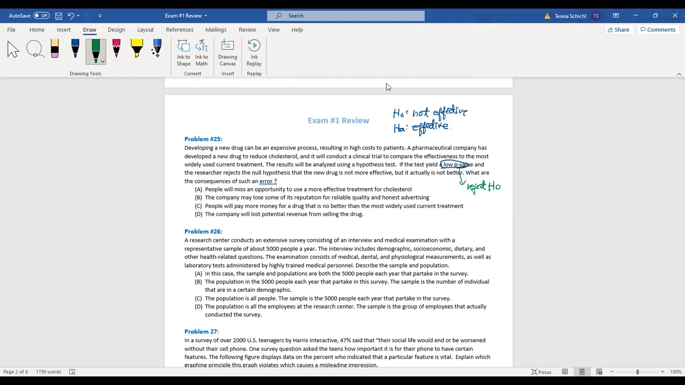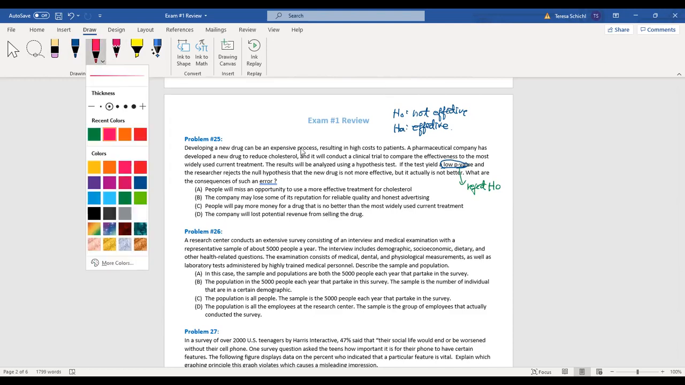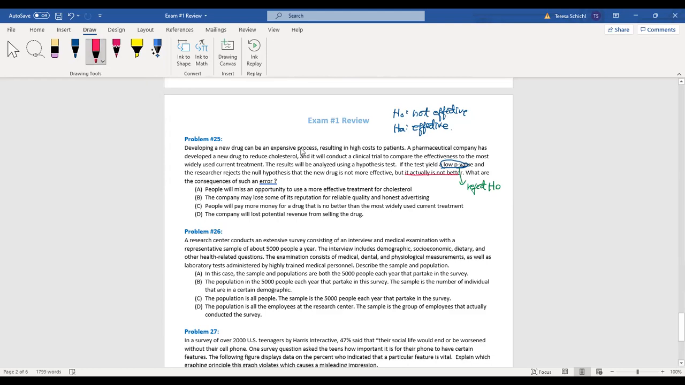But look at this sentence, they say it is actually not better. So what does this sentence give you? It is actually not effective. So that means H0 is true. So when H0 is true, I'm rejecting H0. Now let's translate that. We said H0 is true, that means it's not effective.